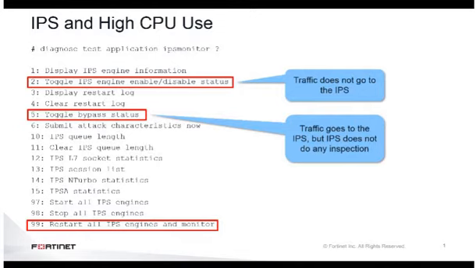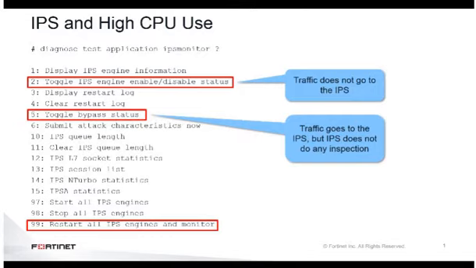If there are high CPU use problems caused by the IPS, you can use the Diagnose Test Application IPS Monitor command with Option 5 to isolate where the problem might be. Option 5 enables IPS bypass mode. In this mode, the IPS is still running, but it is not inspecting traffic. If the CPU use decreases after that, it usually indicates that the volume of traffic being inspected is too high for that particular FortiGate model.